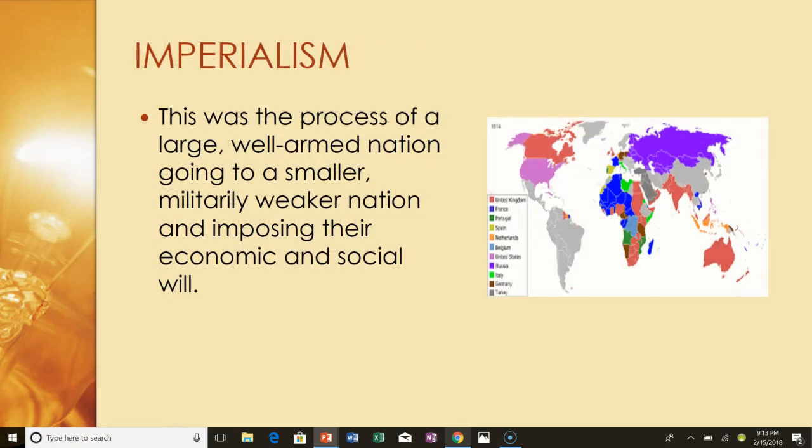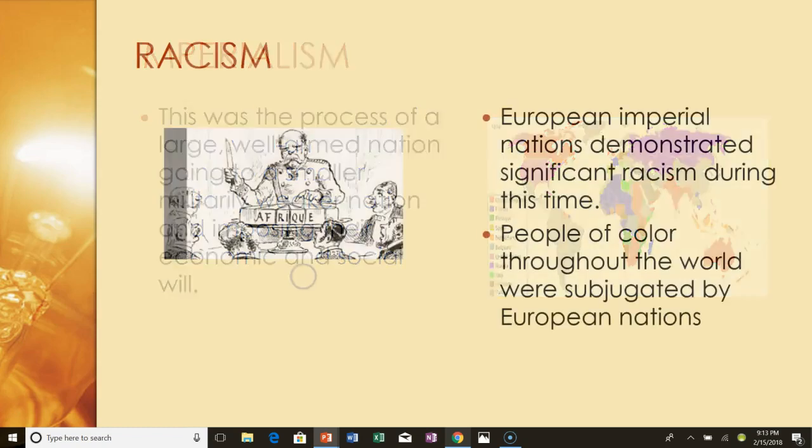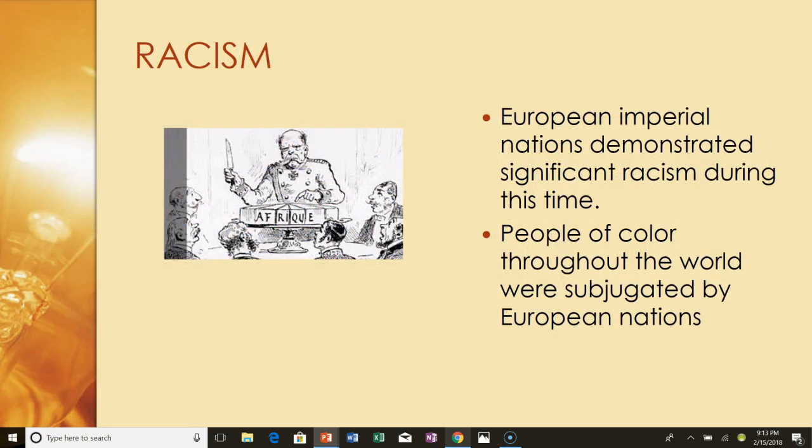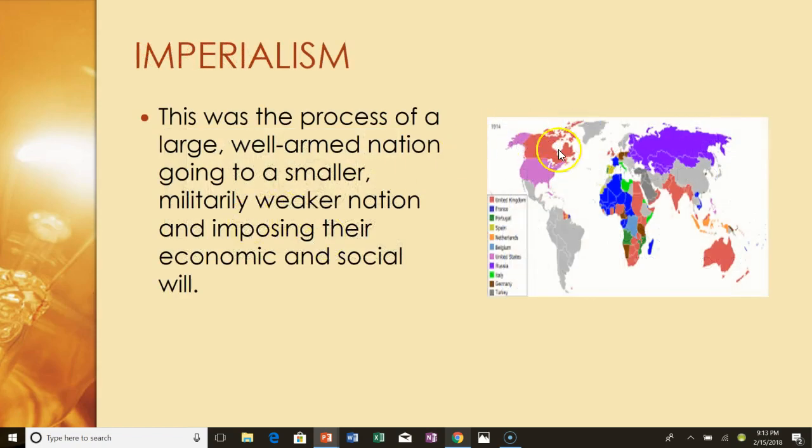Second to last one, imperialism. During this time, big, well-armed nations go to smaller, weaker military nations and impose their economic and social will, meaning big country showing up at little country, and we are taken over. And this went on until World War I. And it was predicated on racism, and European imperial nations showed significant racism at the time, because going back, these European nations took over people of color, the Middle East, Asia, and Africa. They didn't go after other European nations.